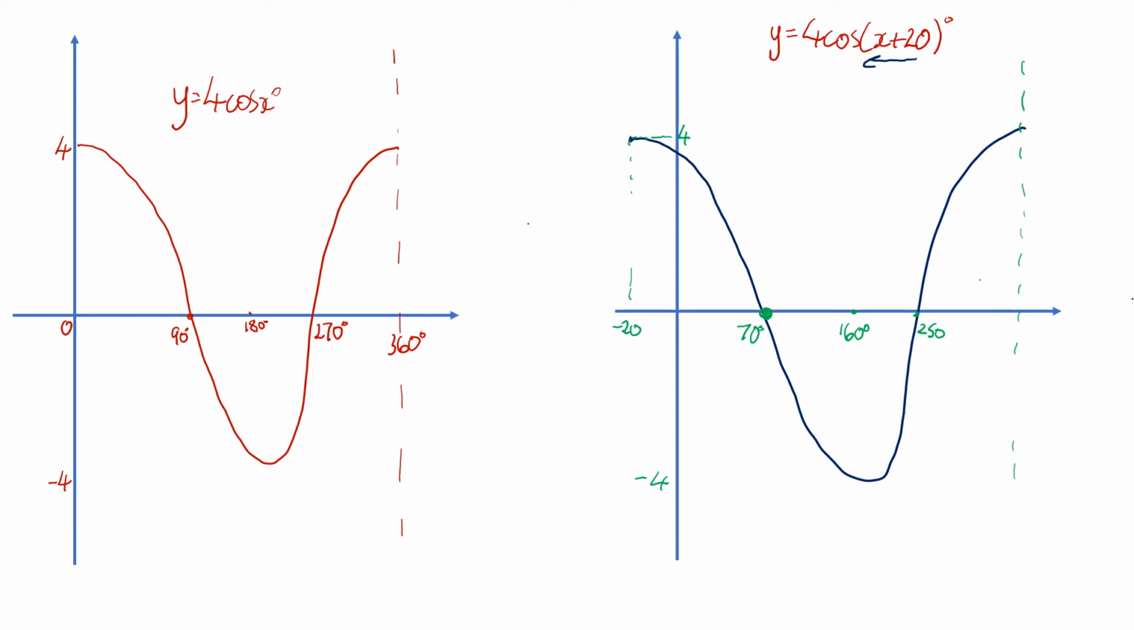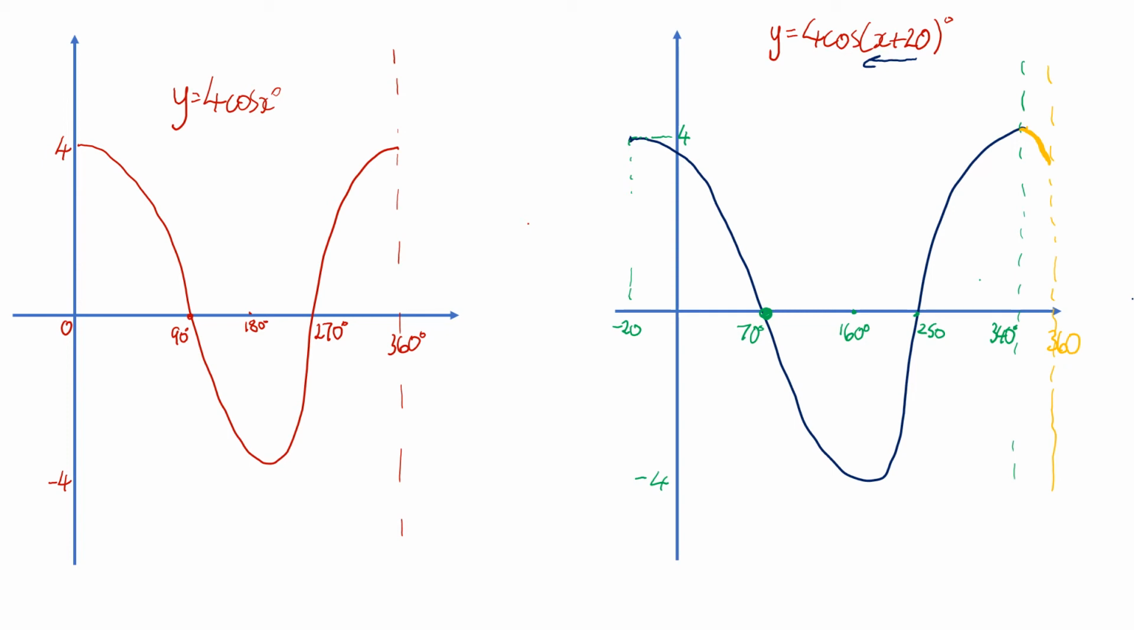And the first revolution would complete at 340, but I usually want to draw in between 0 and 360, so I would probably have to continue my drawing a little bit to start the next revolution, and I would say that that point there would be the point 360.